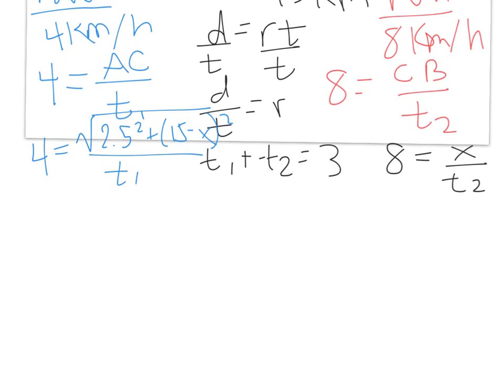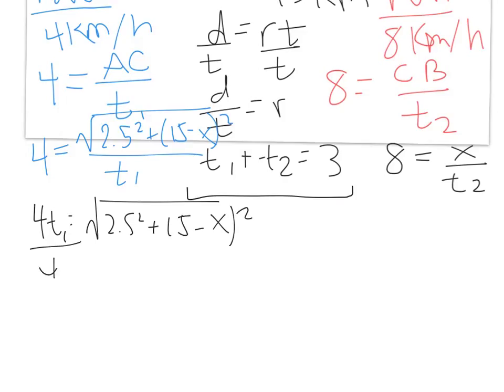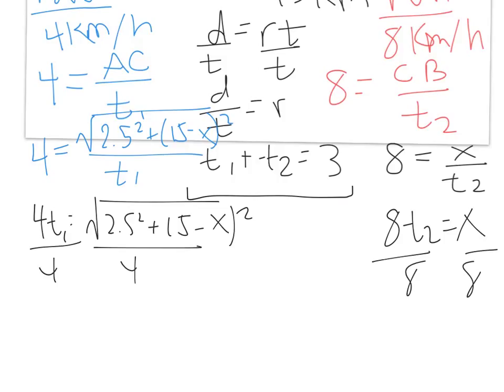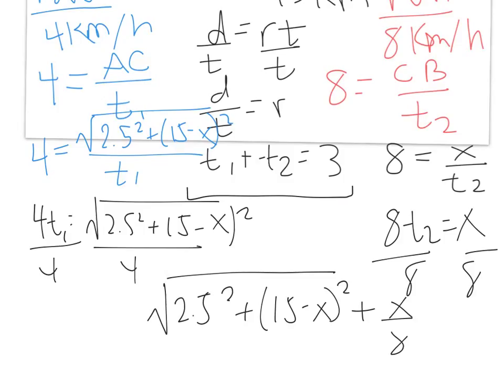All right, so now here we are. 2 equations and almost two unknowns. We can rewrite this middle equation, time 1 plus time 2 equals 3 hours, using our two equations. If we isolate our time, we can do 4 times time 1 equals the square root of 2.5 squared plus (15 minus x) squared, divide by 4, divide by 4. So here's our time 1. And we can do the same thing on this side. Multiply both sides by time 2. We have 8 times time 2 equals x. So divide by 8, divide by 8. So that means time 1, which is represented by the square root of 2.5 squared plus (15 minus x) squared over 4, plus time 2, which is x over 8, all equals 3.